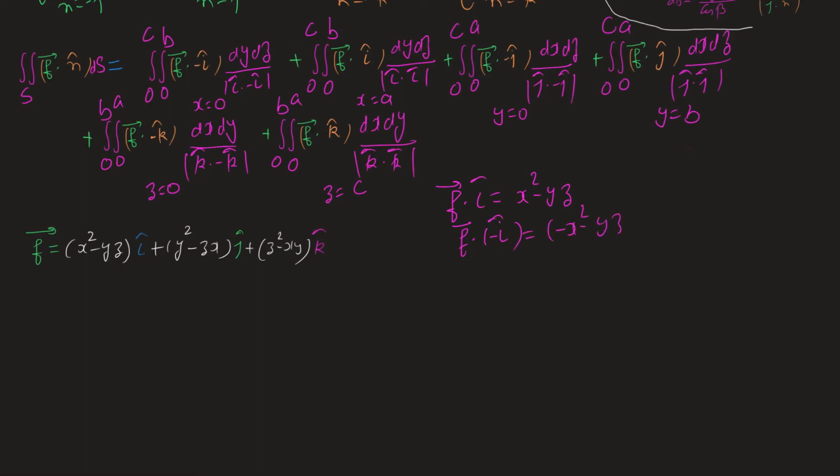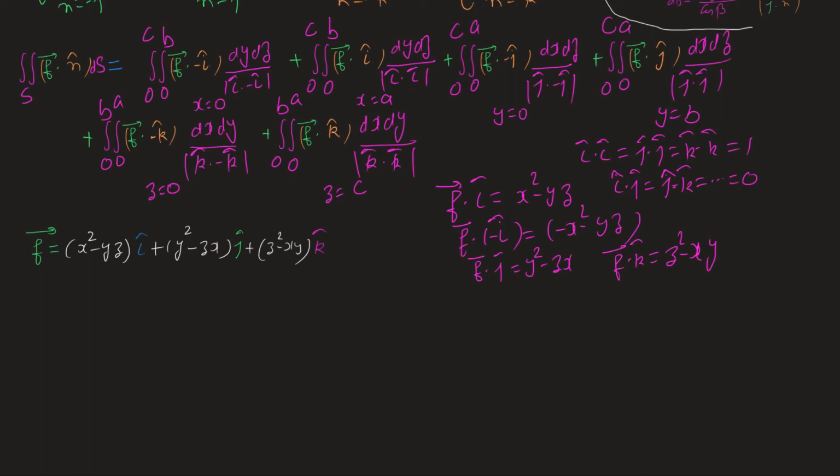Similarly, because we know that i dot i, j dot j, k dot k is equal to 1, and the cross terms are 0: i dot j, j dot k and any other cross product is 0. So this is the relation that we have used. Similarly, f dot j cap will be y square minus zx, and f dot k cap will be z square minus xy.